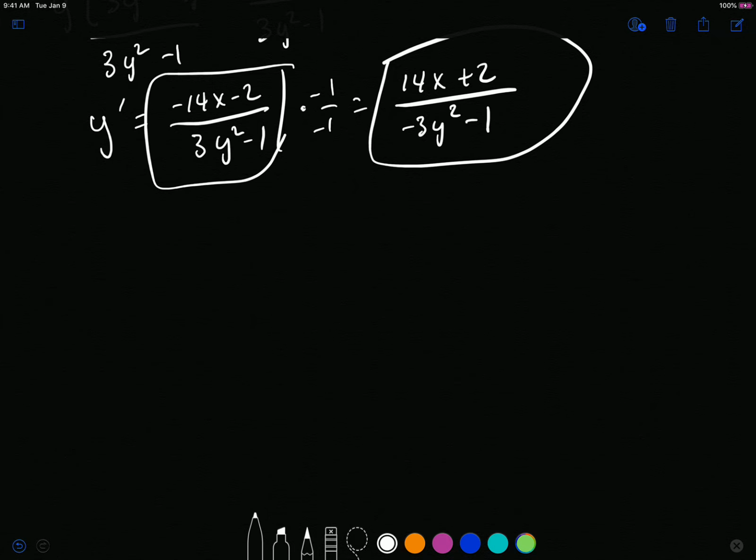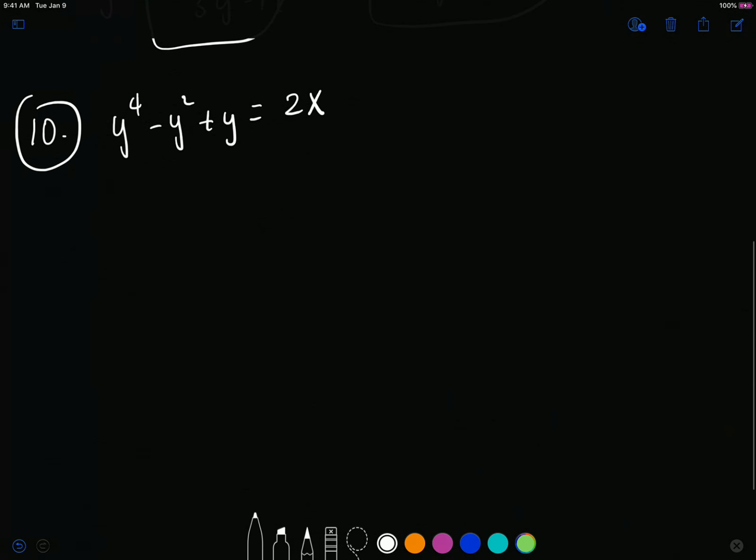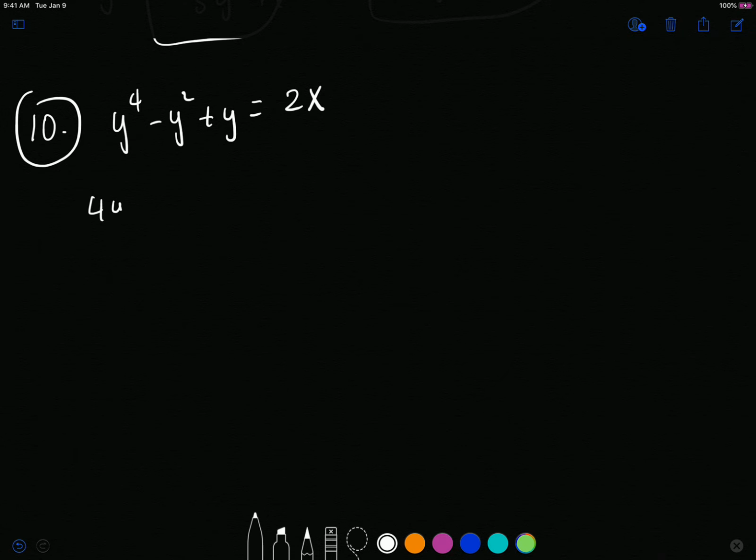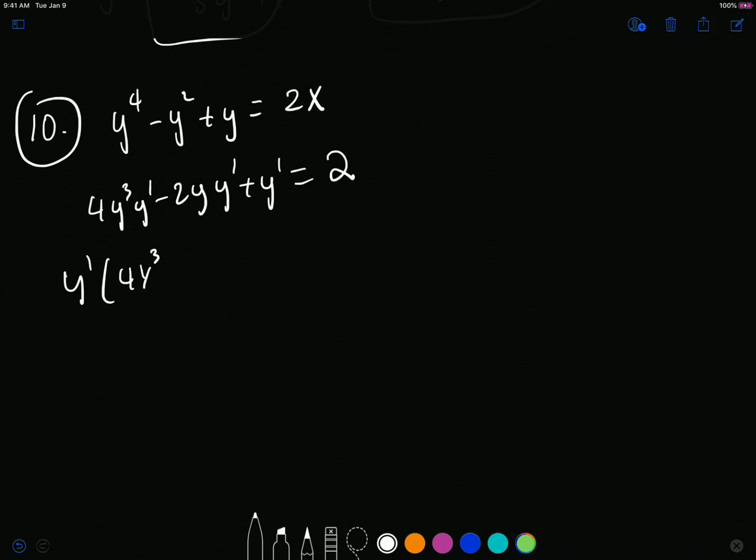There you go. Number 10 is more of the same. y to the fourth minus y squared plus y is equal to 2x. The derivative is 4y cubed y prime minus 2y y prime plus y prime is equal to 2. Fortunately, all the y primes are already on the same side, so you factor out a y prime. So 4y cubed minus 2y plus 1 equals 2.